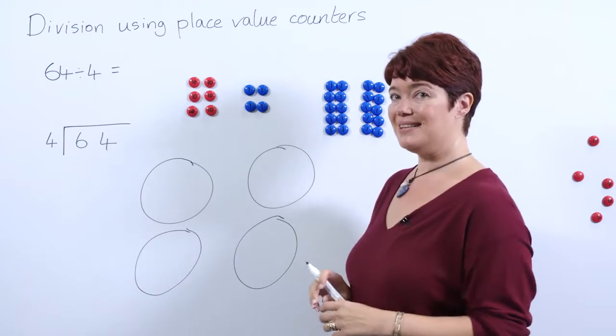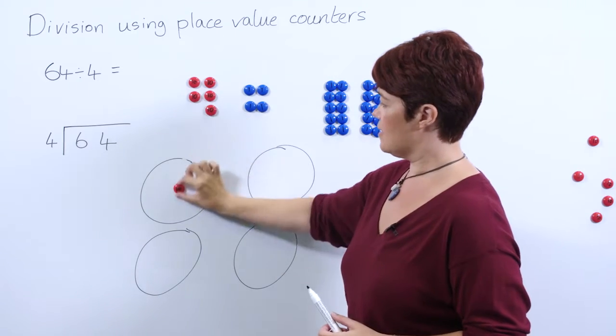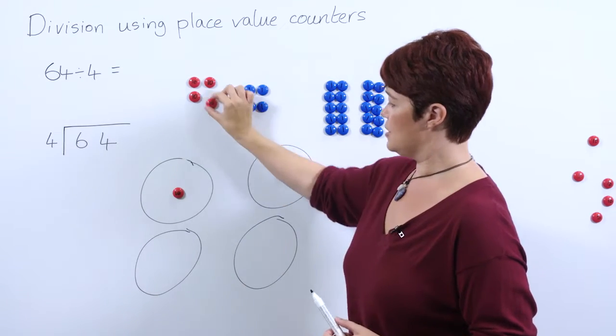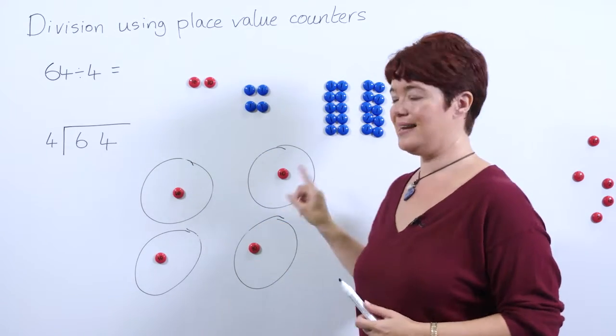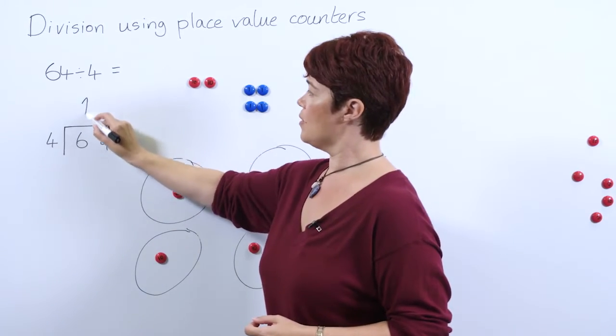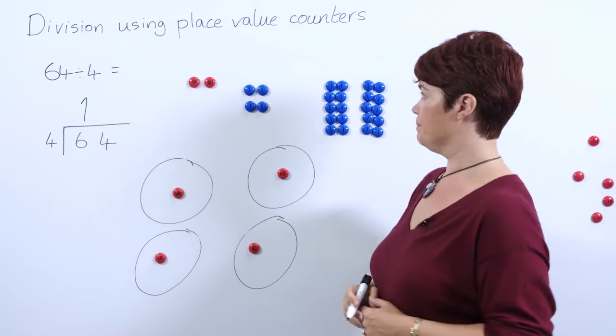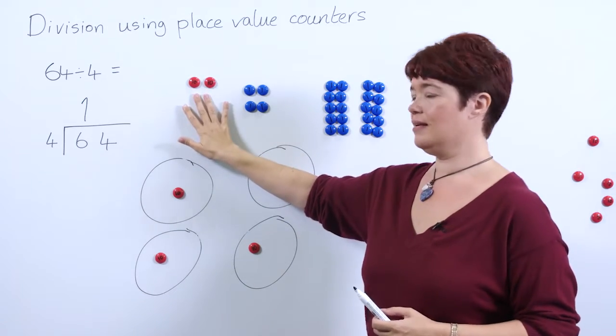We're going to share our tens first. So we're putting our tens into each group. Now we can see we've got 1 ten in each group, so we can put a 1 on our bus stop method. We've got 2 tens left.